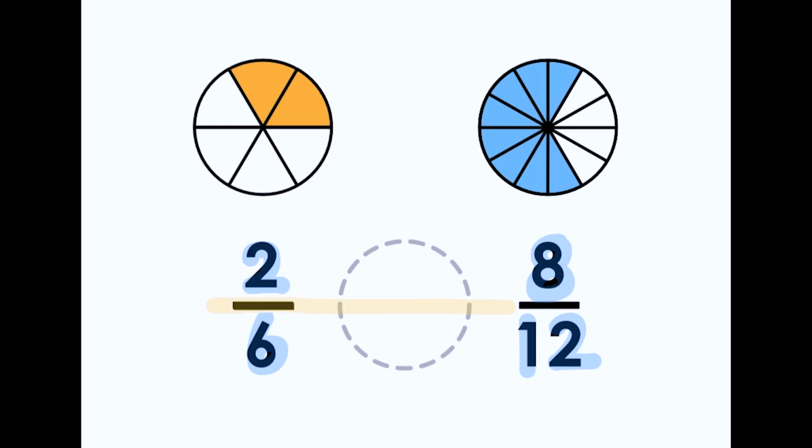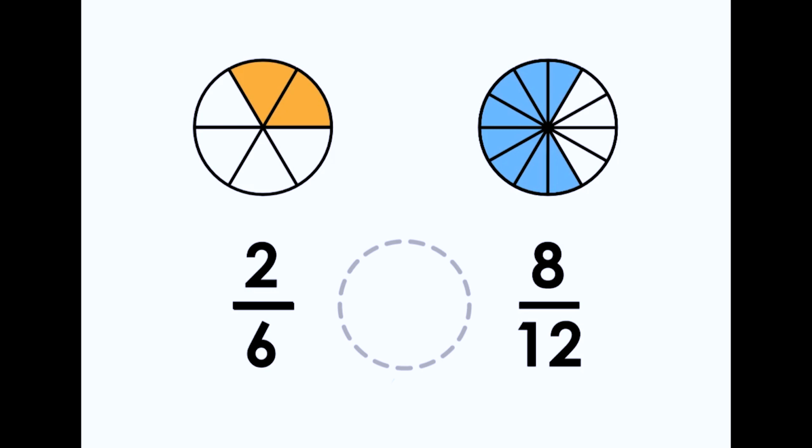My numerators are not the same. And my denominators are not the same. That means I have a different number of pieces, 2 pieces compared to 8 pieces, and the size of the pieces is different. There's 6 equal pieces in the whole compared to 12 equal pieces in the whole. When the number of pieces and the size of the pieces are different, it can be hard to tell which fraction is bigger. But this problem gives us pictures, and we can use the pictures to help us figure out which fraction is bigger.